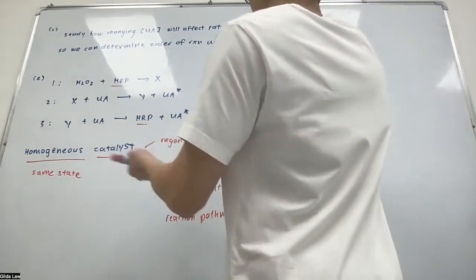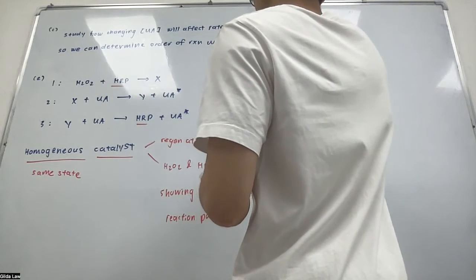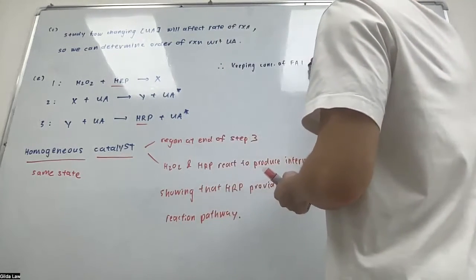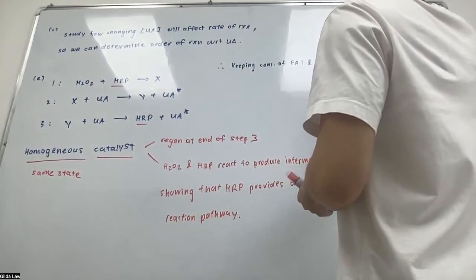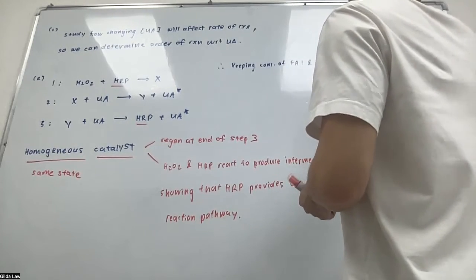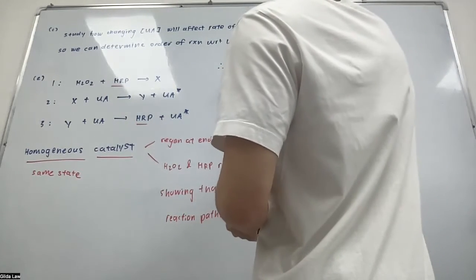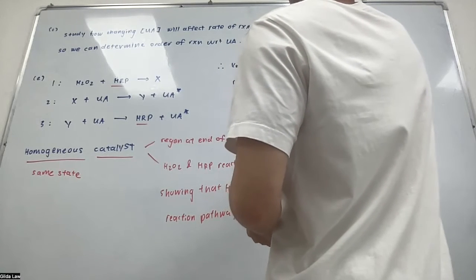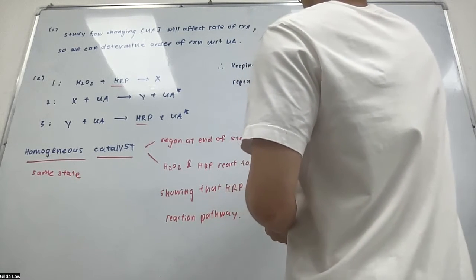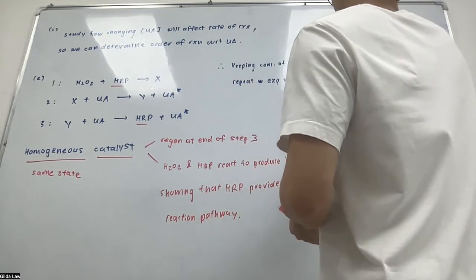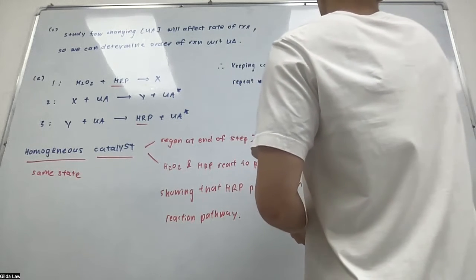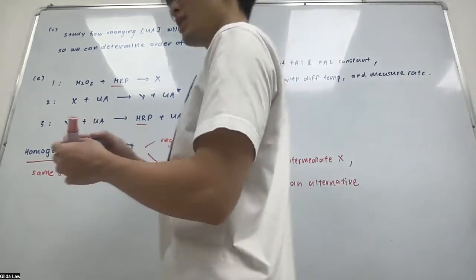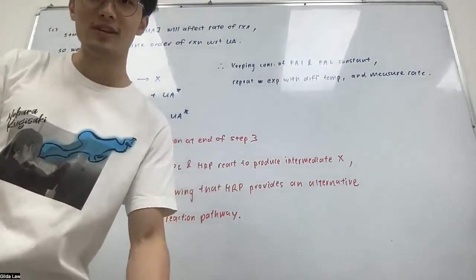So you can just say, keeping the concentrations of FA1 and FA2 constant. And once I keep it constant, then you can say, repeat the experiment with different temperatures, and measure rate. That's the dependent variable. Rates. All good with this? Yeah.